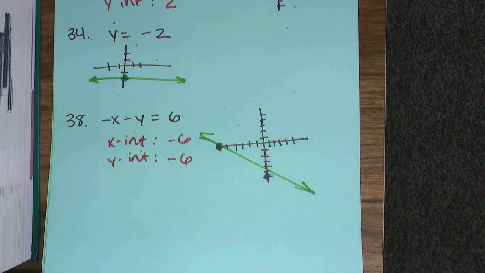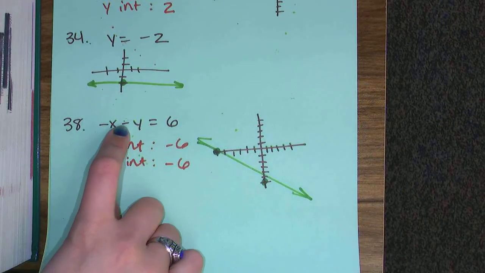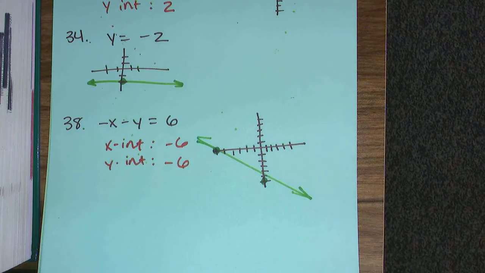So then 43 through 54 say to choose any method to graph them. So basically, if it's already in this form, I would say graph it using the cover-up method. If it's written any other way, I would probably do it in y equals mx plus b, but technically you can do any of them any way that you like. So let's do one or two of those.